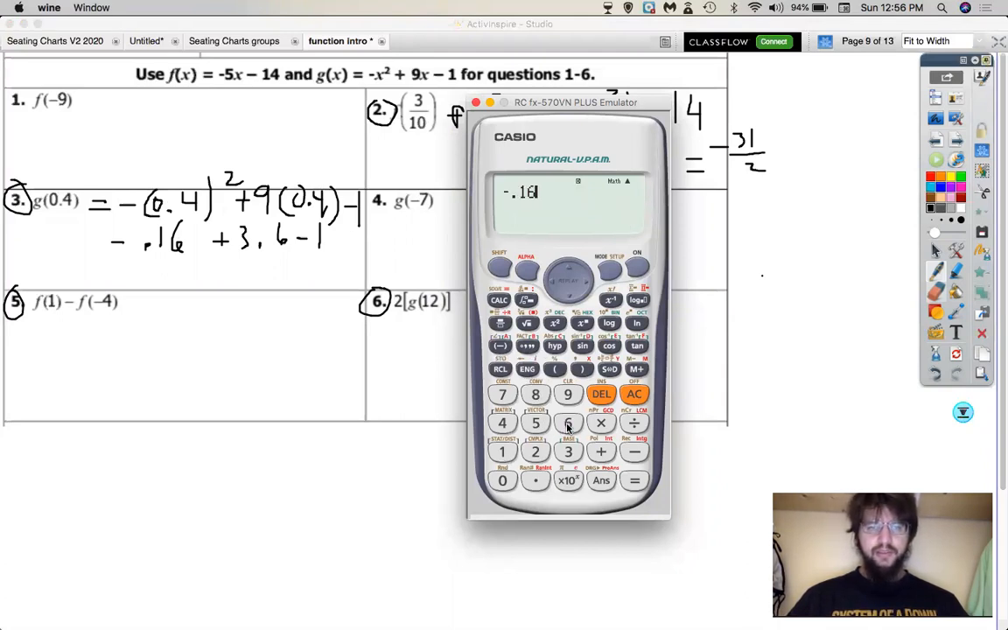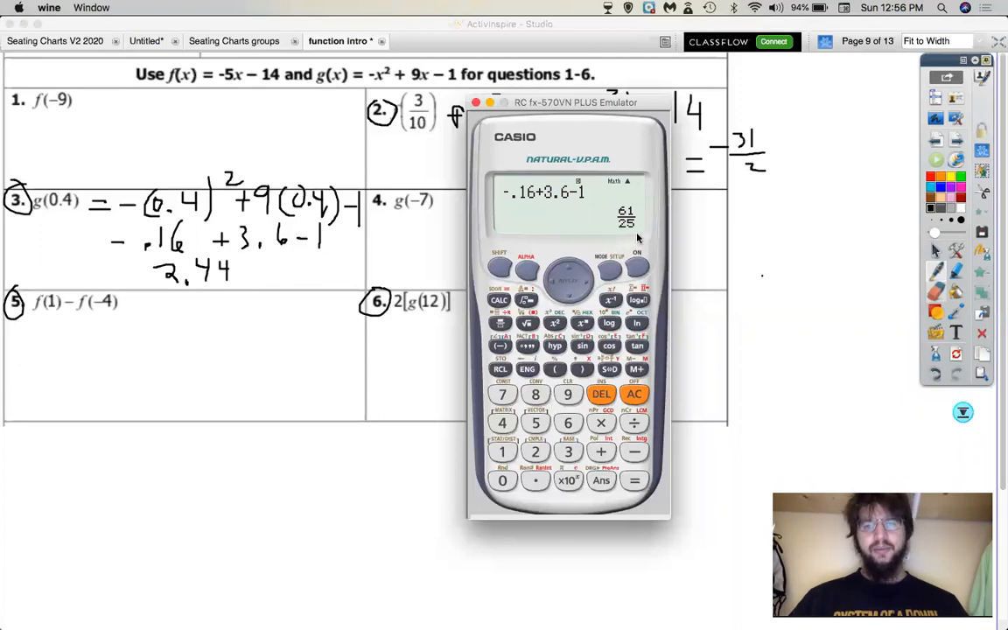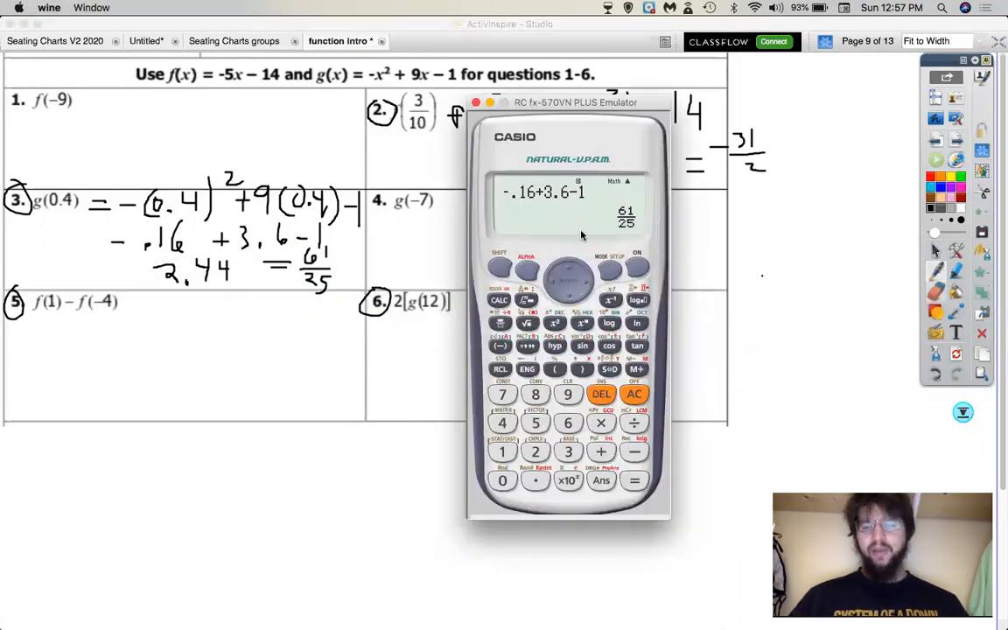Negative 0.16 plus 3.6 minus 1. That's 61 over 25. That's what I'd like to see. It's going to give you 2.44. And yeah, I want 61 over 25. I'll write 2.44 though, because some of you, if you don't have a nice calculator, might not be able to tell me that that is 61 over 25. Ideally though, we don't like decimals. Unless we're dealing with money or something else, we want fractions. They're easier to work with.